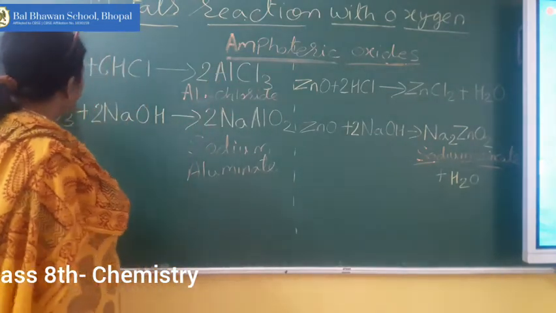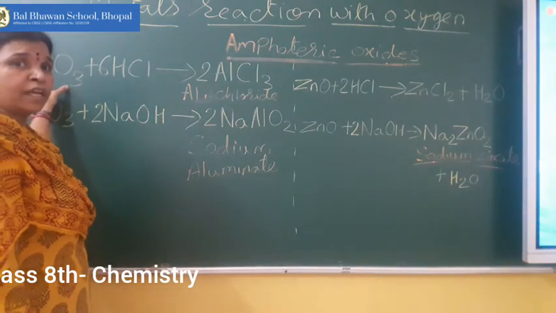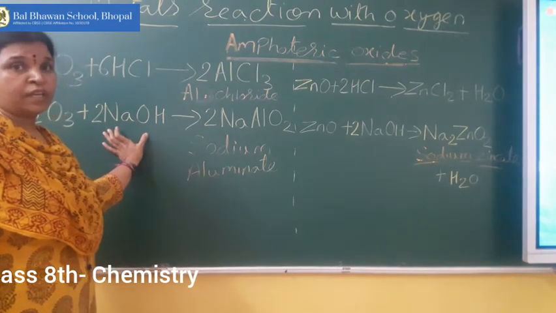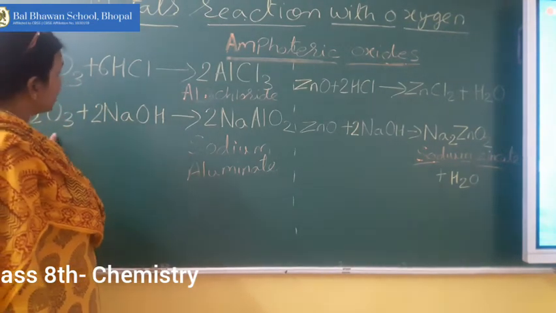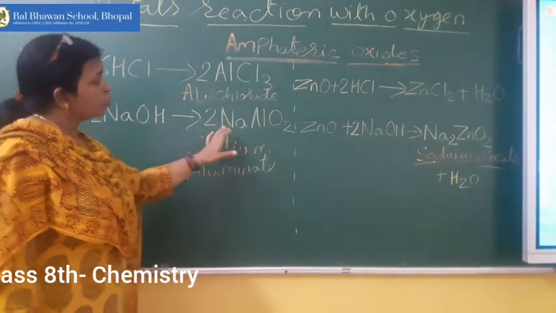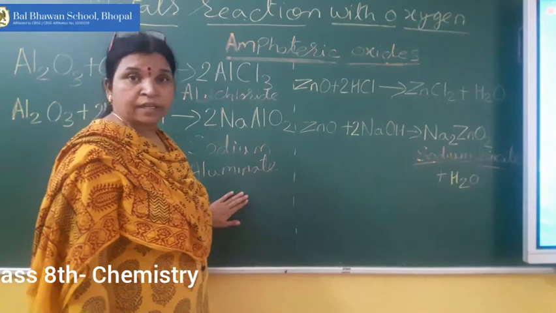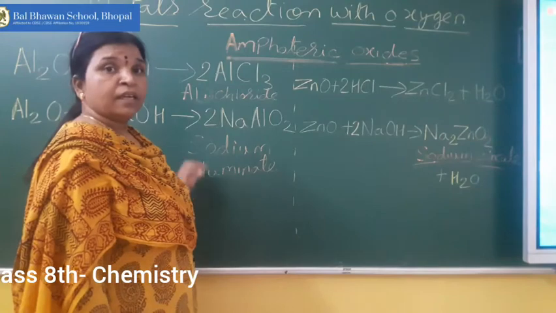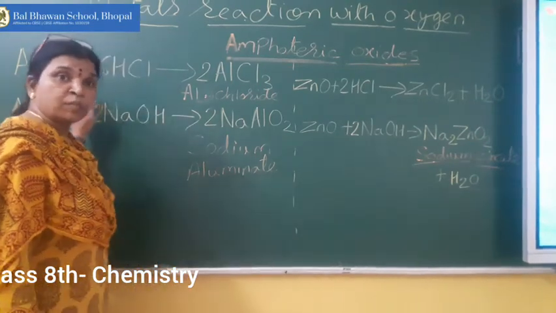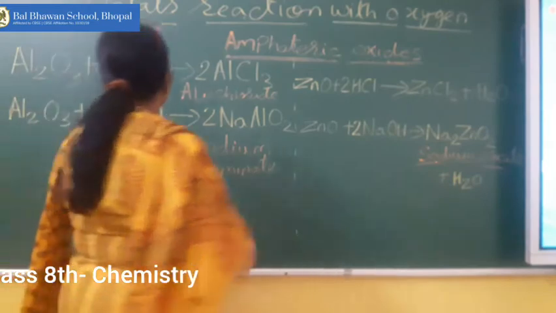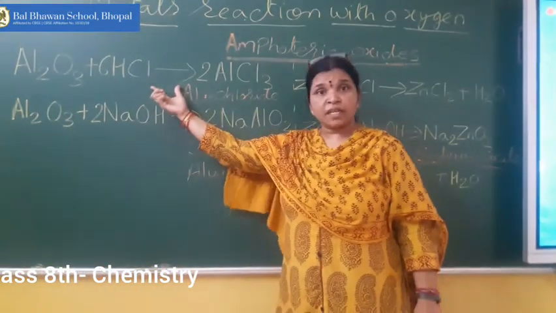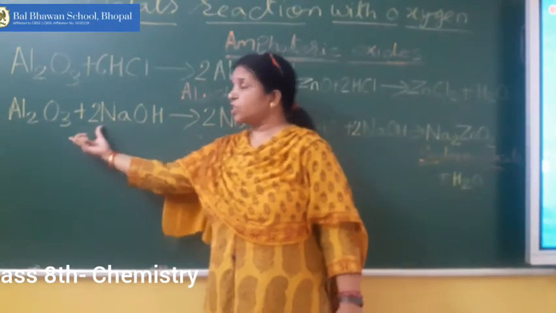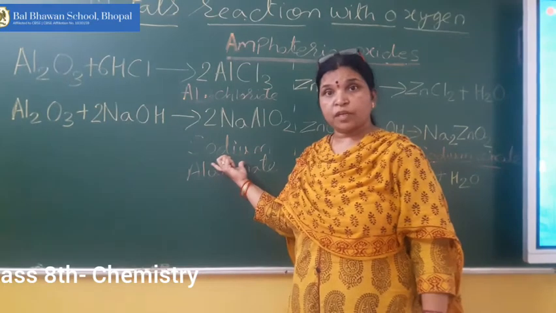Now if I take this aluminium oxide and try to mix it with a base, that is sodium hydroxide, I find that it reacts with sodium hydroxide and produces sodium aluminate. So what does this imply? This implies that the oxide produced by aluminium is reacting with acid and producing a salt, and it is also reacting with the base and producing a salt.